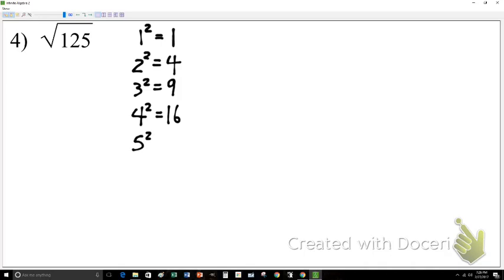5 squared is 25. And we could keep going, but we don't need to. I just need to go through these perfect squares and see which ones we can factor out of 125.